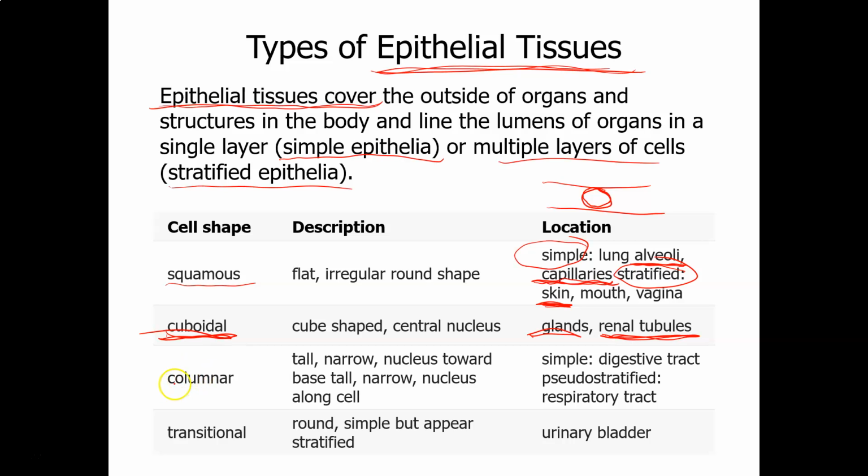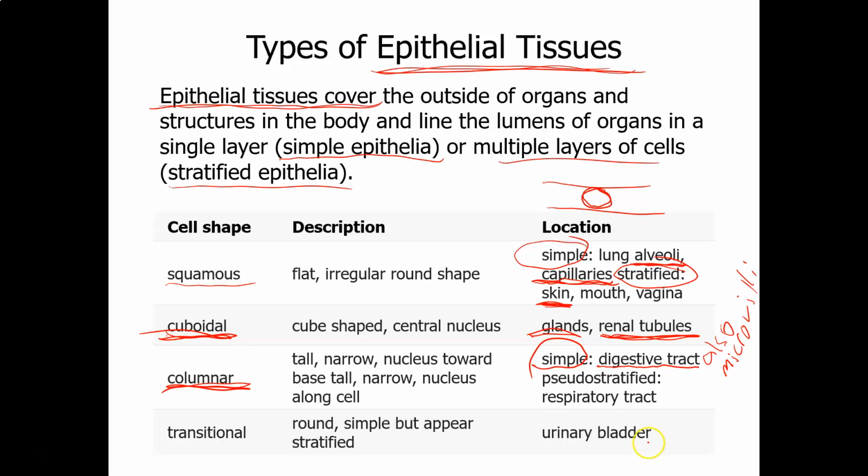Columnar cells are the tall cells. They're column shaped. Simple columnar is found lining our digestive tract, and typically will also be lined with microvilli, which are little folds in the surface of the cell, and those folds increase the surface area so that the digestive tract can absorb more nutrients.